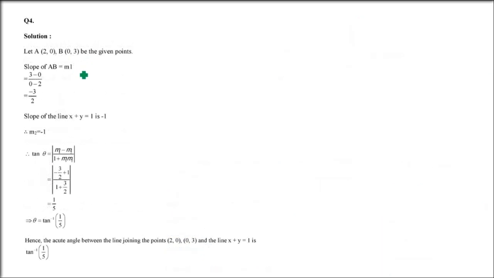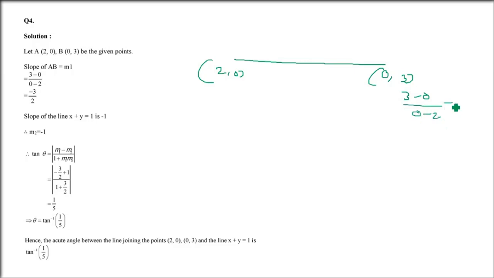This is question number 4. Find the angle between the line joining the points (2, 0), (0, 3) and the line x plus y equals 1. It is straightforward. We have one slope and the other slope also. The line has endpoints (2, 0) and (0, 3), and the slope is 3 minus 0 by 0 minus 2, which is minus 3 by 2.